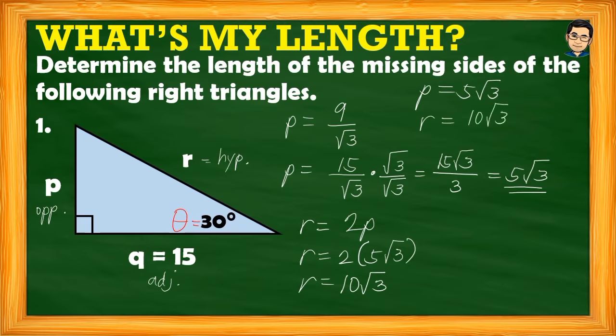P is 5 square root of 3 and then R is equal to 10 square root of 3. So, ayan. Yan po yung ating mga kasagutan.